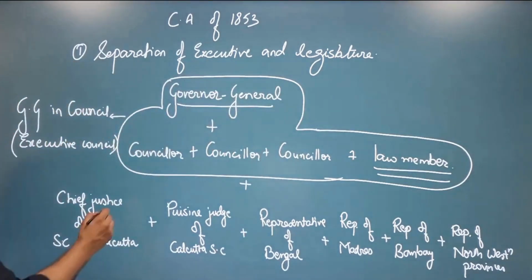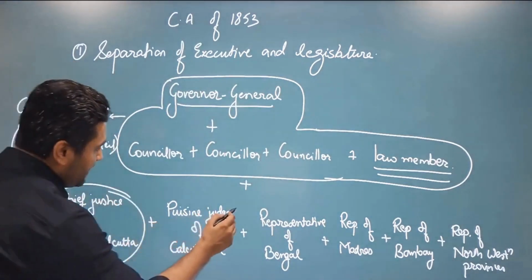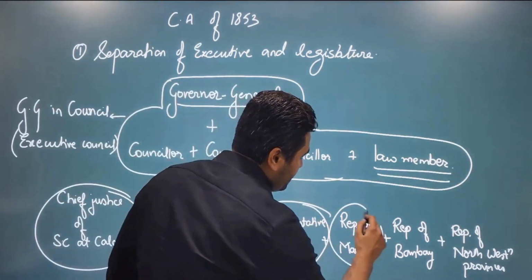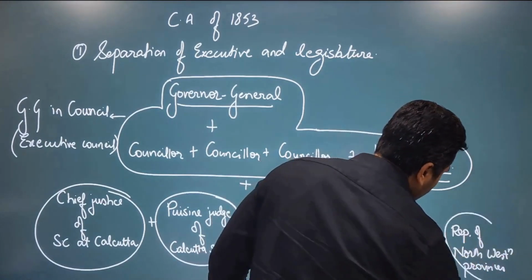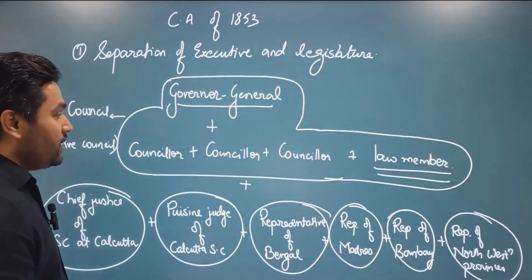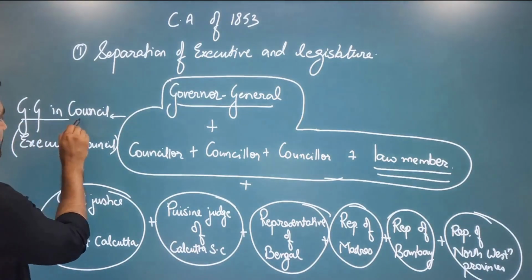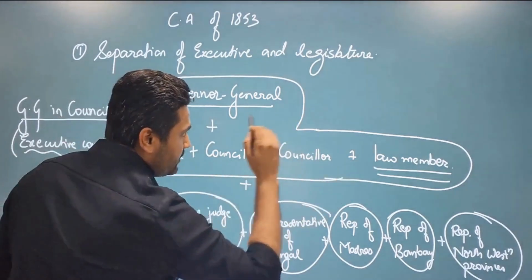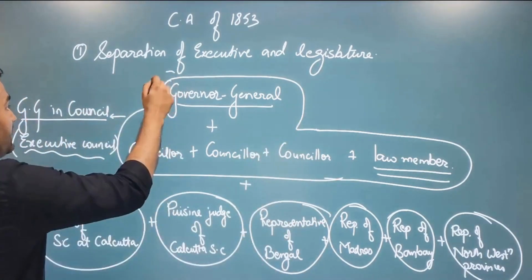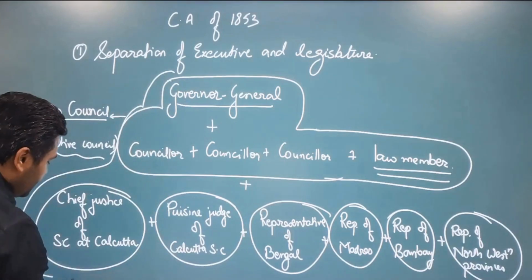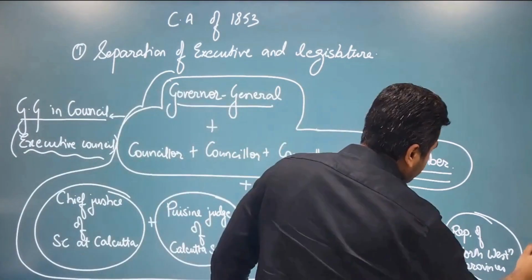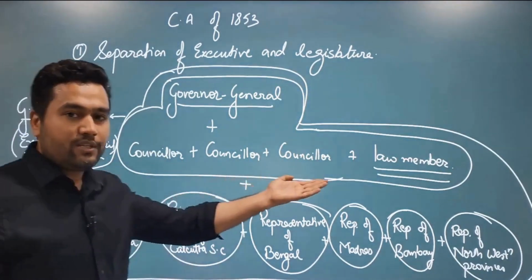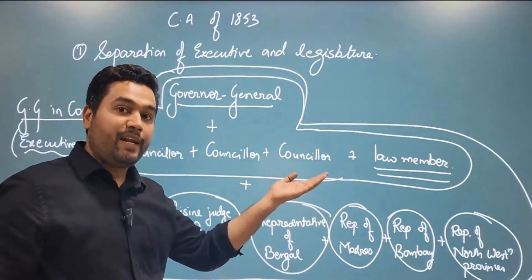So effectively, there were 6 additional members who together formed the Legislative Council. So when we talk about Governor General in Council, the Executive Council will comprise of Governor General and the 4 members, and Governor General and 10 members, they were the Legislative Council. So a separation was created between Legislative Council and Executive Council.